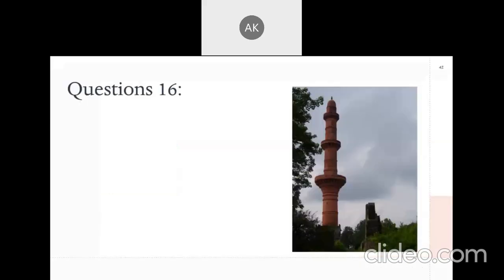Okay, coming to the next question. Again, the same kind of structure. Identify this one. Can you identify this one? So Charminar. Chand Minar. Chand Minar or Char Minar? The Charminar. Chand Minar from location?